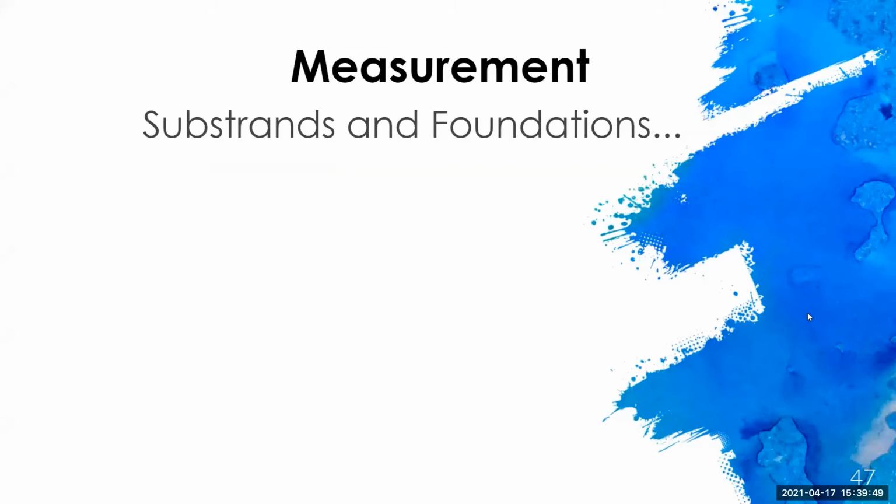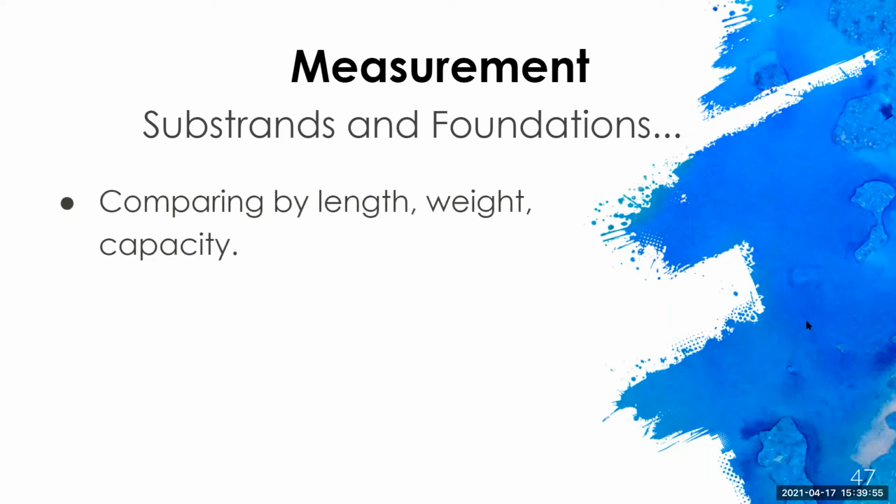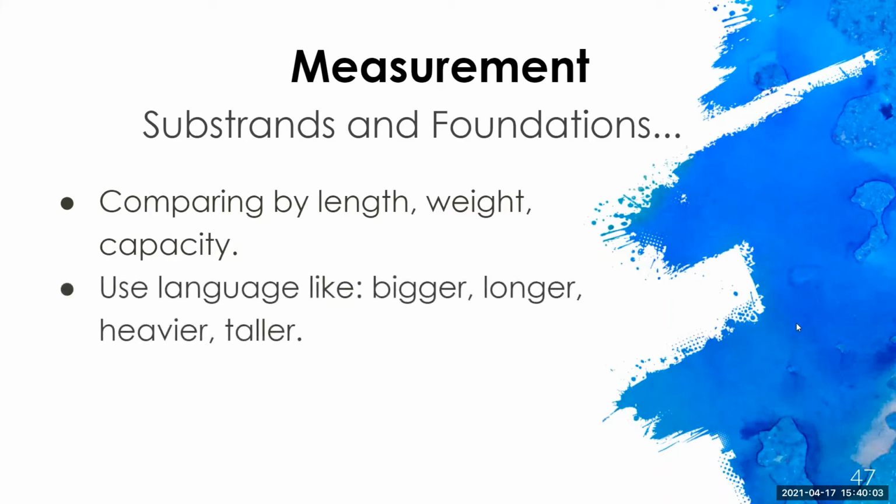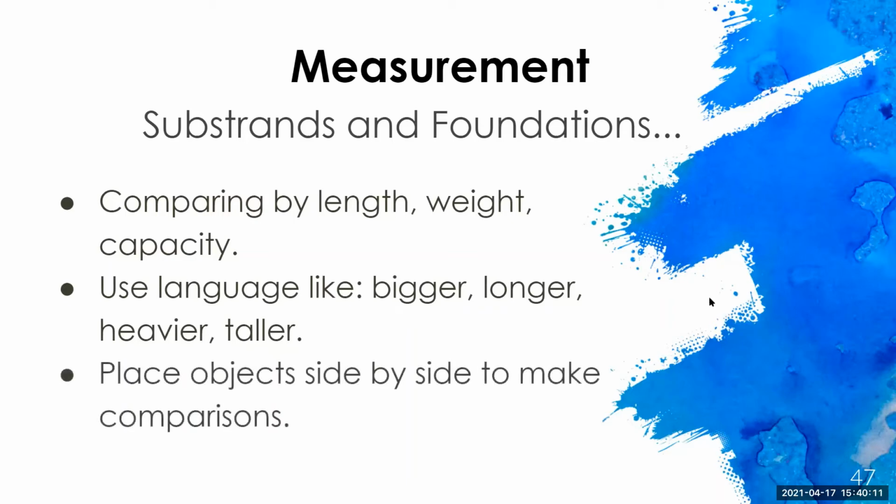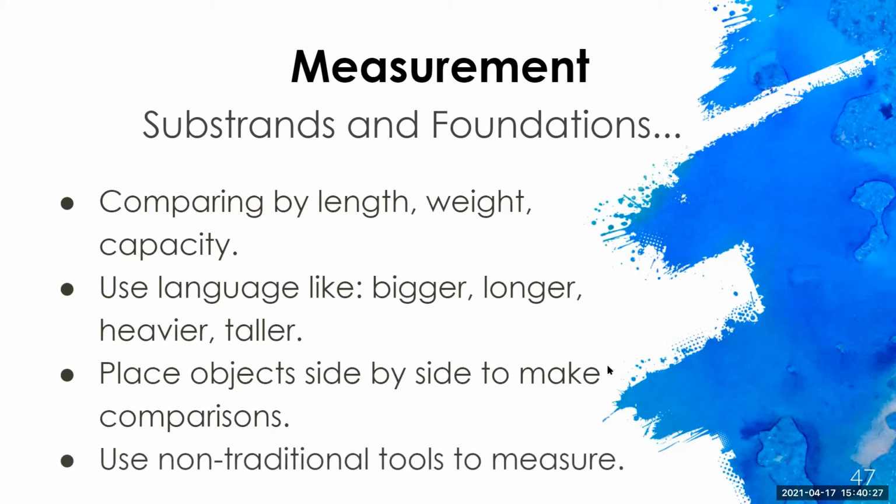So the substrands and foundations for measurement include comparing by length, weight, and capacity, using language like bigger, longer, heavier, taller, placing objects side by side to make comparisons. That's an example of the child that was standing by those red Solo cups. Their body is often a standard form of measurement. And then using non-traditional tools to measure.